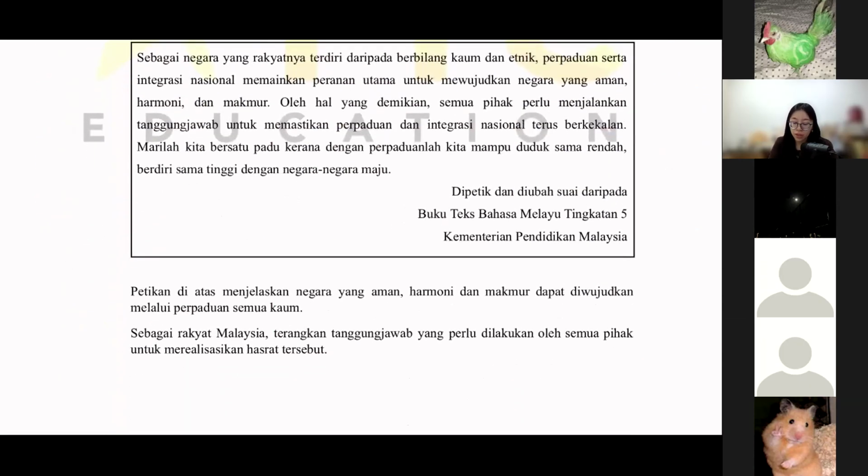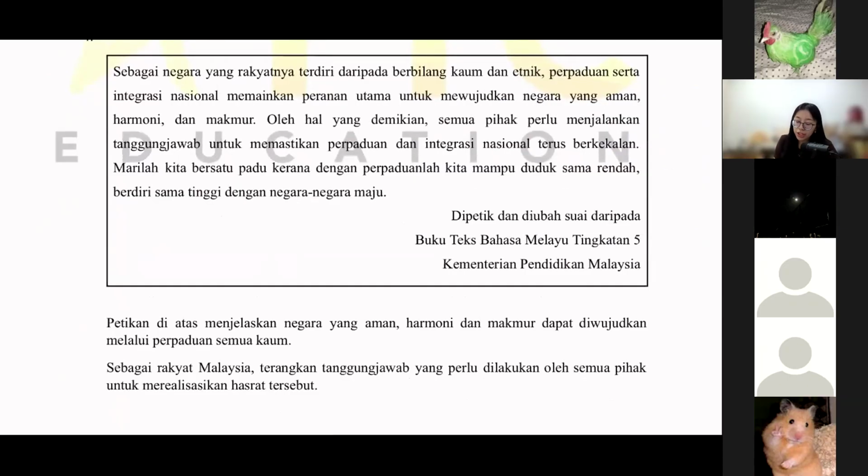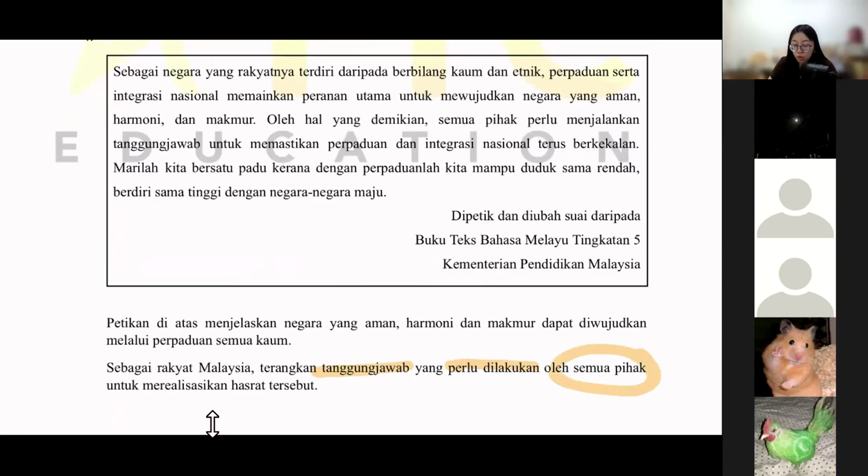We go for question number 4. Okay, this one is saying sebagai rakyat Malaysia, as a Malaysian, terangkan tanggungjawab, which is the responsibility for what you can do, yang perlu dilakukan oleh semua pihak, which means actually this is all about the langkah, who can do something untuk merealisasikan hasrat tersebut, to make it happen. Now, go find. Is there any point here? Or no point?